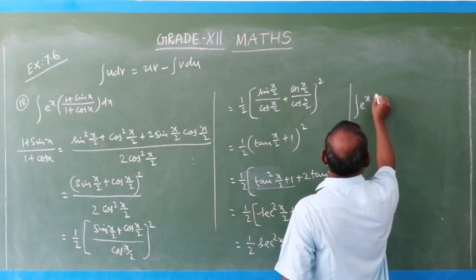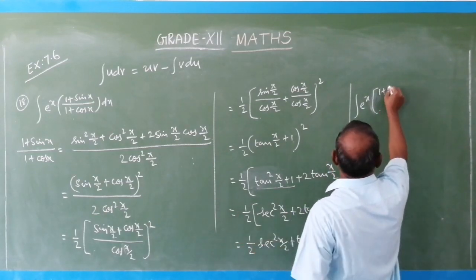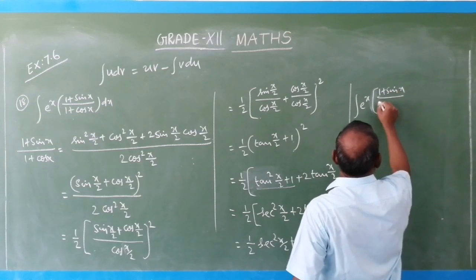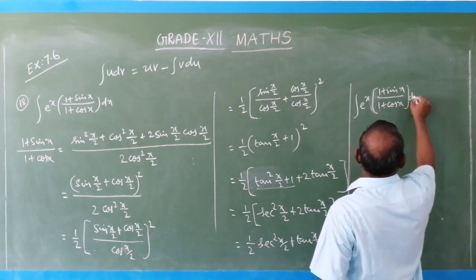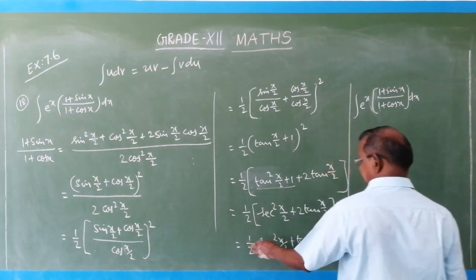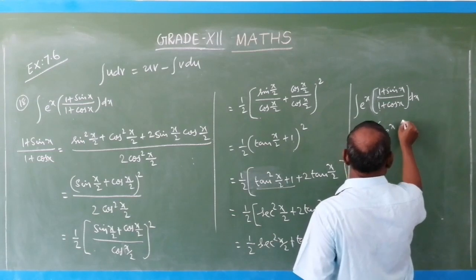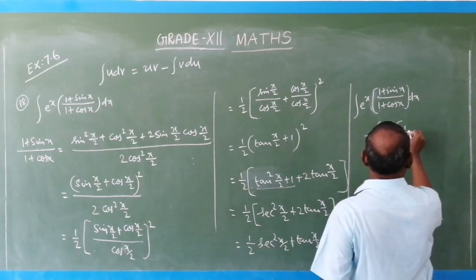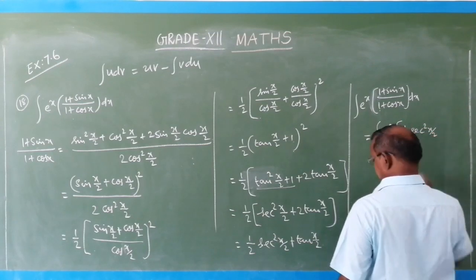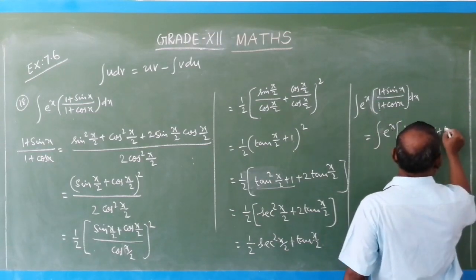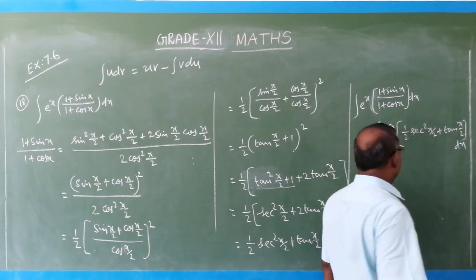integral e power x into (1 plus sin x) by (1 plus cos x) into dx is equal to integral e power x into 1 by 2 secant square x by 2 plus tan x by 2 into dx.